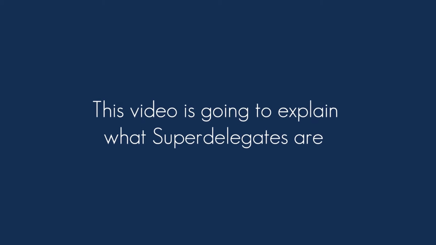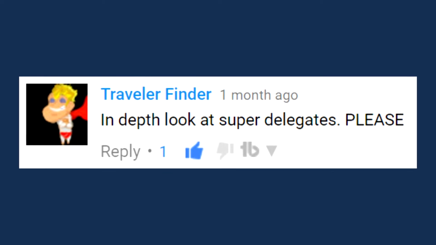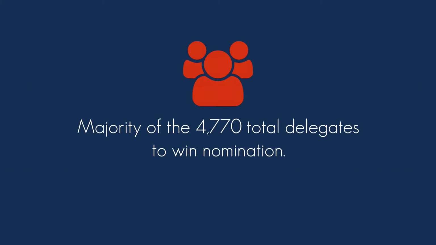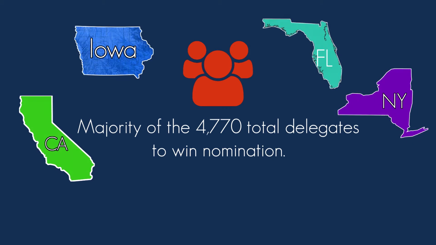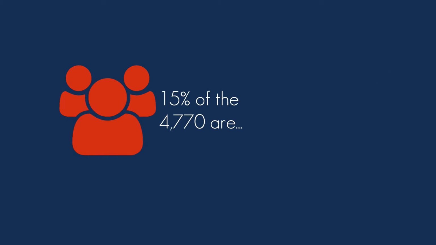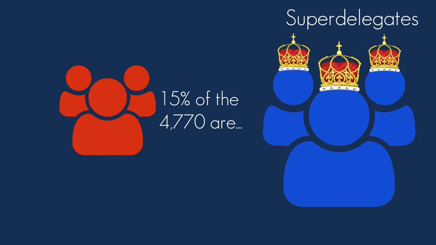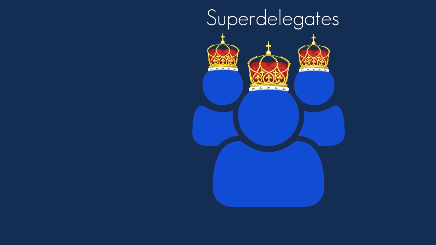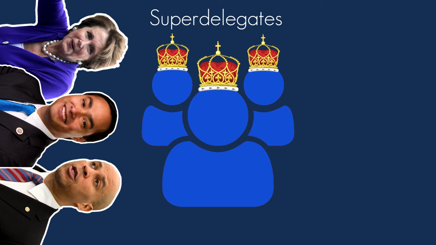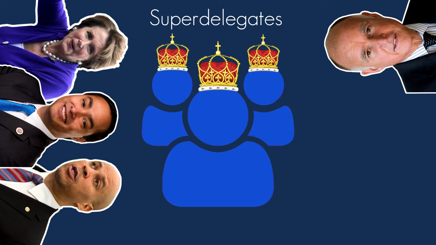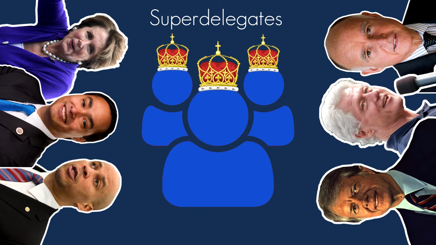This video is going to explain what Democratic superdelegates are, their history, and if you stay with me, how to get rid of them. You need a majority of the delegates to win the Democratic nomination at the National Convention in July. The delegates are selected at the state level through primaries and caucuses, but 15% of the approximately 4,770 delegates are superdelegates. The superdelegates are Democratic Party office holders like members of Congress, governors, mayors, and their party leaders like former presidents. And these superdelegates can vote however they want. They are in no way bound to the election results in state primaries.